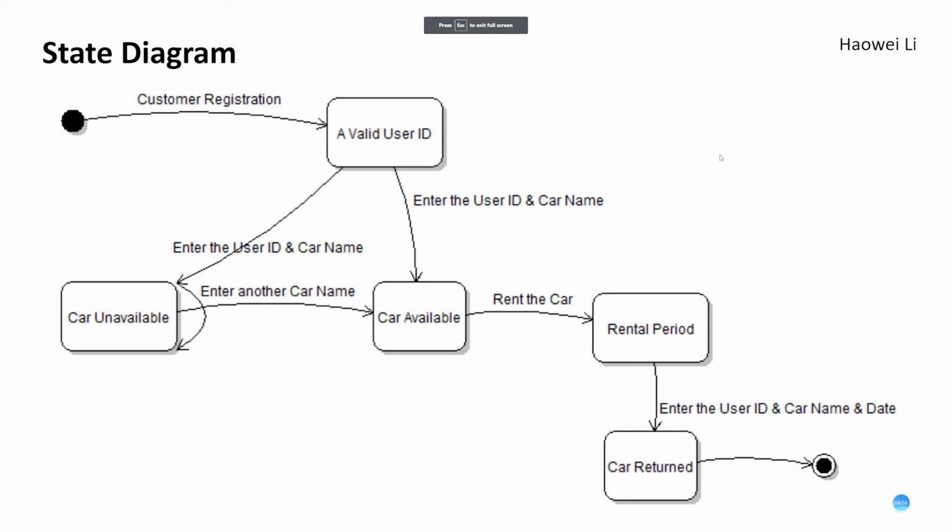The state diagram could intuitively and clearly show the process of the car rental system. Customers can enter their name, ID, and bank information to register. After they have a valid user ID, they can rent a car by entering their user ID and the car's name. If the car is unavailable, the customer needs to enter another car's name. Then they can return the car by using similar operations plus the return date.